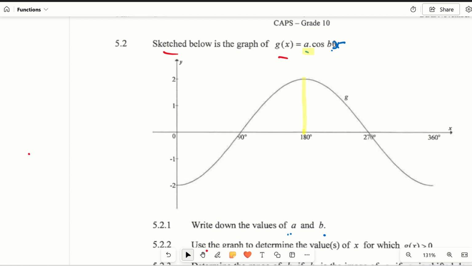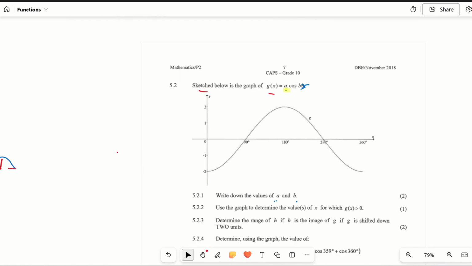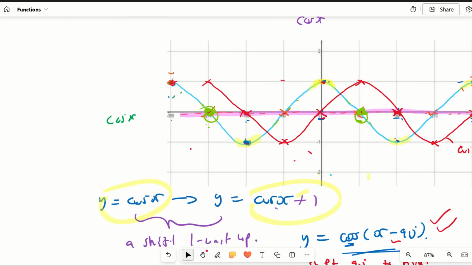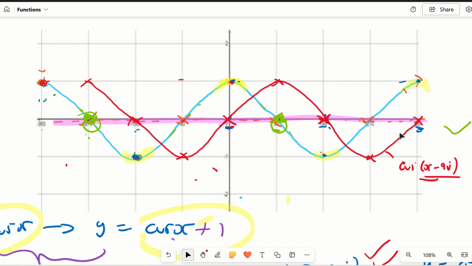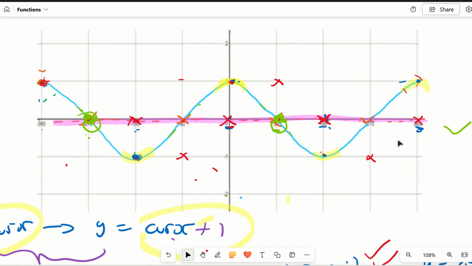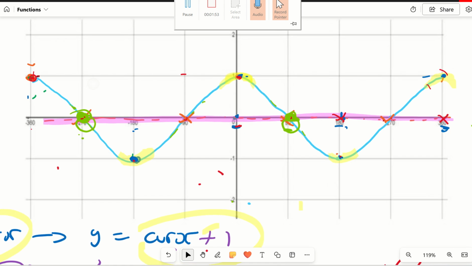So now, how do you know whether it's positive or negative? You must know how the graph of cos x looks. That's the only way you're going to know if the a is positive or negative. Look, the graph of cos x is the one in blue.